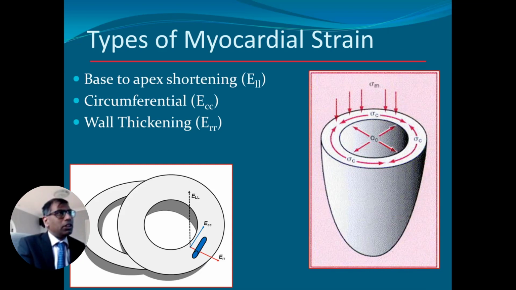So when these fibers contract, there is base to apex shortening of the left ventricle called the longitudinal strain, and the circumferential mid-myocardial fiber shortening is resulting in circumferential strain. In addition, there is thickening of the endocardial wall resulting in the radial strain.